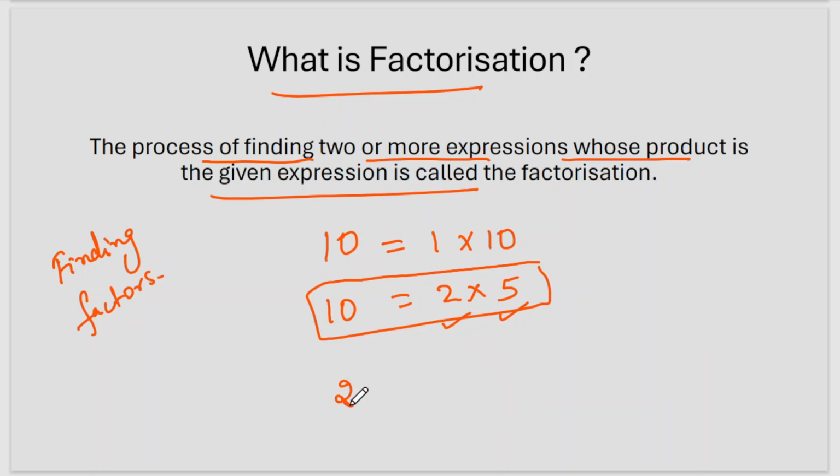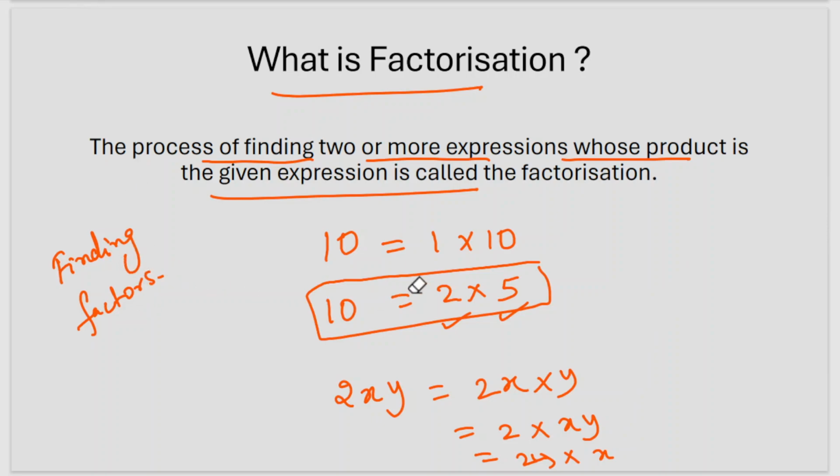If somebody asks you to factorize 2xy, you can easily find the factors. Suppose you can find 2x into y. Somebody will find 2 into xy. Somebody will find 2y into x. So these are the factors only. But this is very easy.